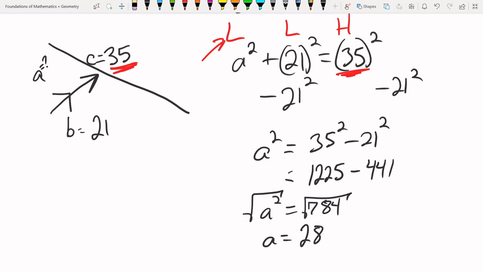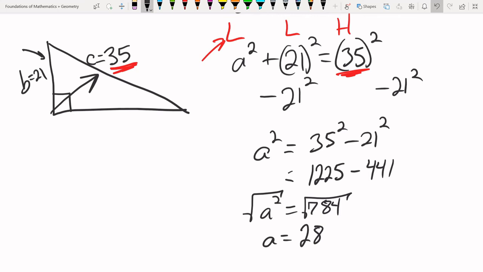So my triangle is incorrect. Oops, didn't mean to do that. So I can't fix it. My triangle is incorrect. A equals 28. I said this shorter side was A, and so it's actually the longer side. So it should look like this: B equals 21 and A equals 28. That's because 28 is longer than 21.